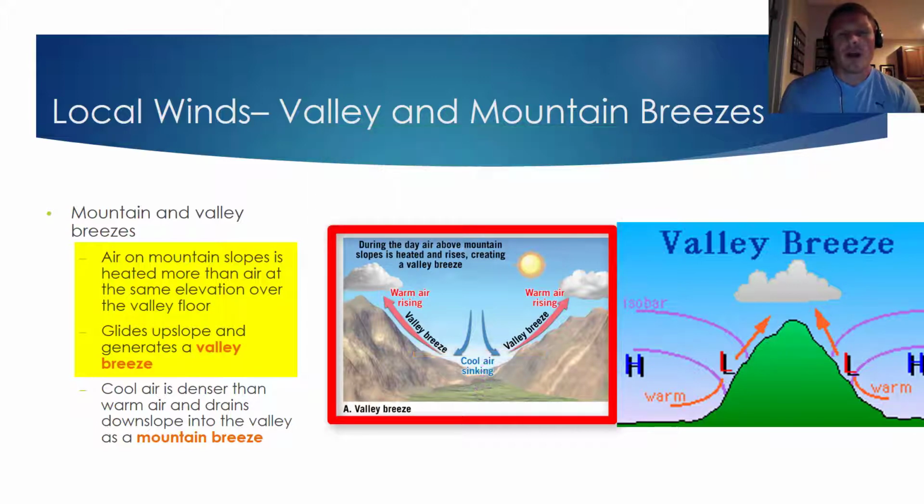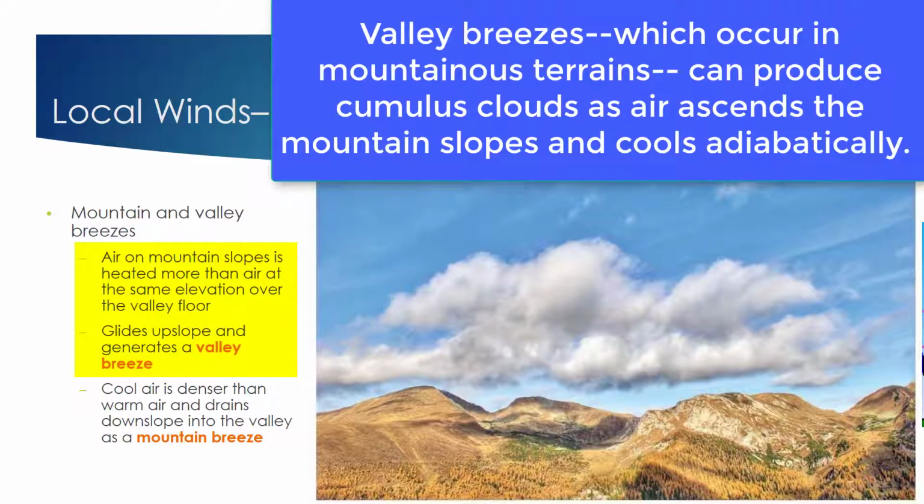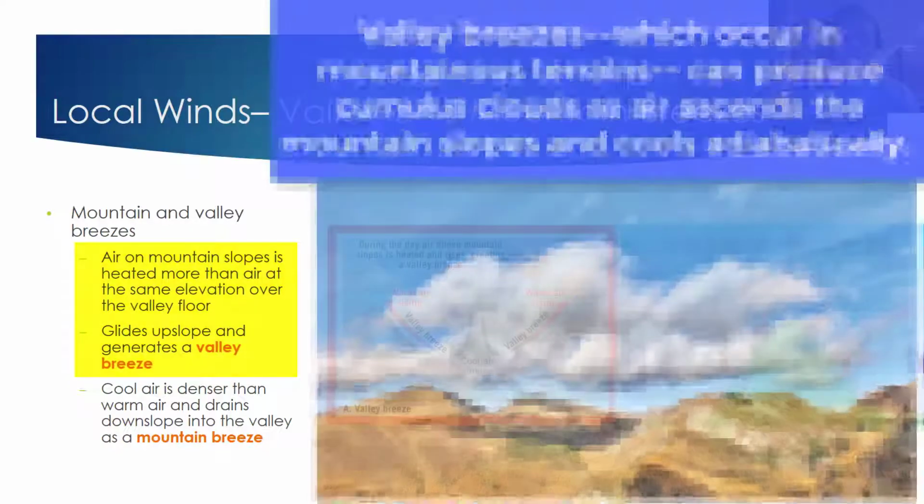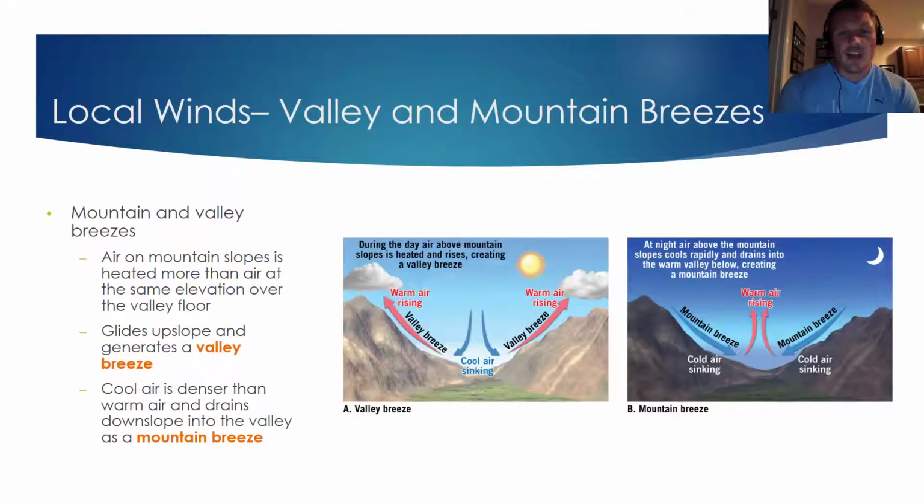With that rising warm air up the mountain slopes, cooler air will sink into the valley. And there's very important visual evidence to consider that shows valley breezes are occurring. If you see the formation of cumulus clouds near the top of the mountain, we know that those clouds are forming because that warm air rising up the sides of the mountains is adiabatically cooling and forming clouds. But after sunset, things change.